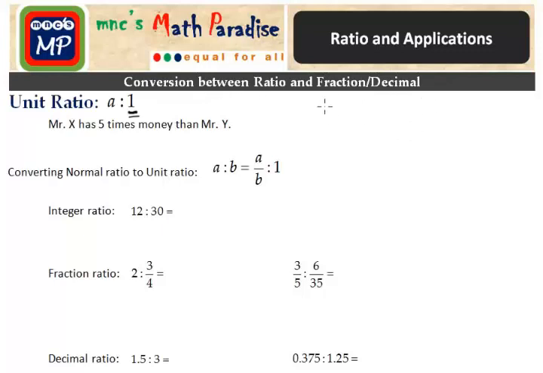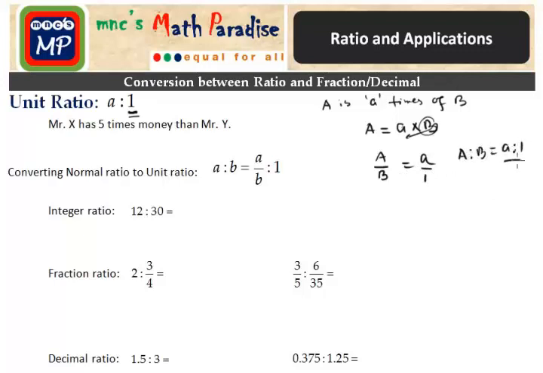For example, if A is A times of B, that means if we bring this B down, A divided by B equals A. That means A's and B's ratio is A. We can keep it 1. So their ratio, that means A ratio B, is A ratio 1. So these are the situations when we get a unit ratio.